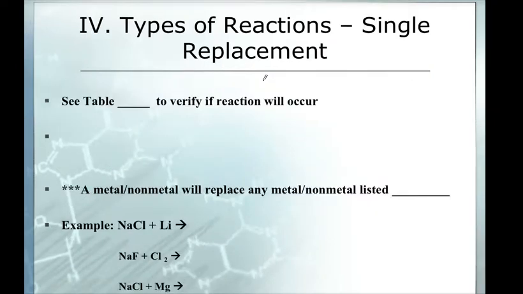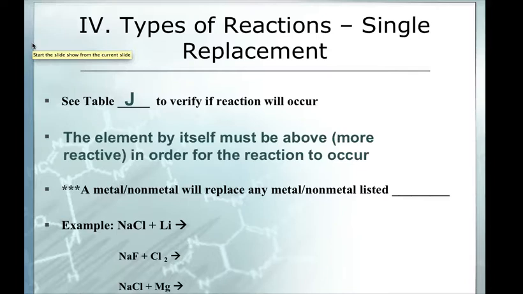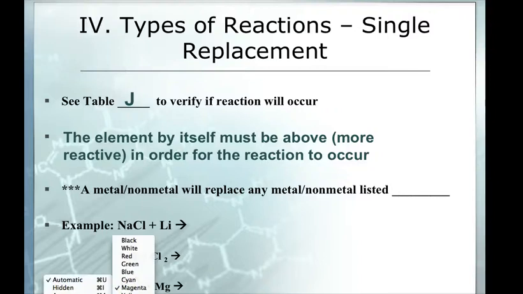Now, the reference table that you're going to use. Alright, so let's get into it a little bit more. In order to determine if that first element is more active than the element that's written first in the compound, you're going to need to use one of your reference tables, and you're going to need to use reference table J. So again, how do you determine if that reaction is actually going to occur? The element that's by itself, in the previous example, it was magnesium. So let's, and you're obviously going to need to take out reference table J. You can't just follow along without looking.